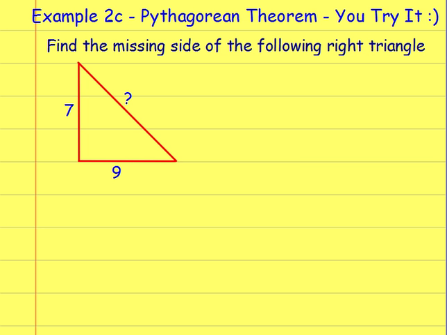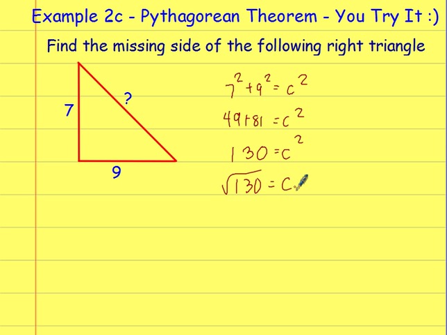Okay, so in this case, this one's actually simpler. What do I have? I have A and B, so I'm looking for C. So your setup should be 7 squared plus 9 squared equals C squared. 49 plus 81 equals C squared. C squared is equal to what? 130? Oh, so 130 equals C squared, right? And then now what? So basically C is equal to the square root of 130, correct? And then at this point, you noticed what?